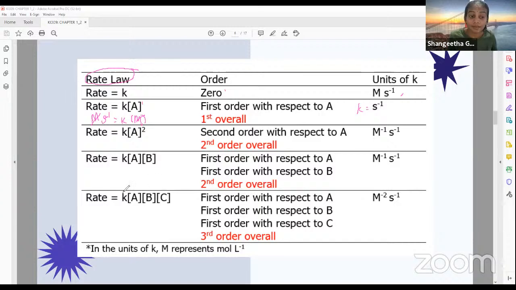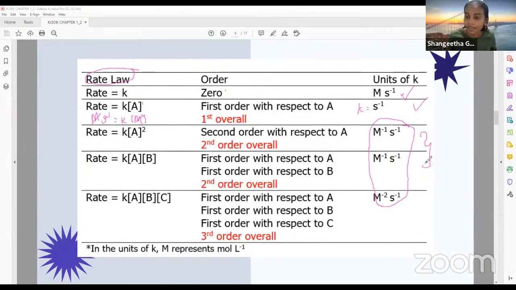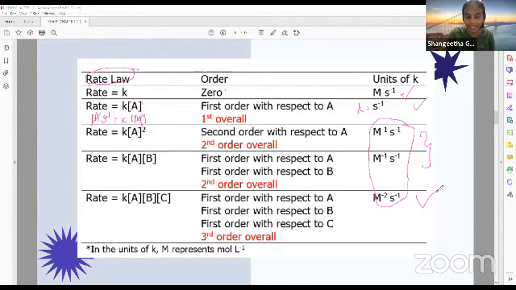You can do the same for second order and third order reactions, and solve to get this. You must remember the units for K: for zero order it will be this, for first order this, second order this, and third order this. You can either remember them or derive them when you're given the question. Later we will do a simple exercise to derive them.